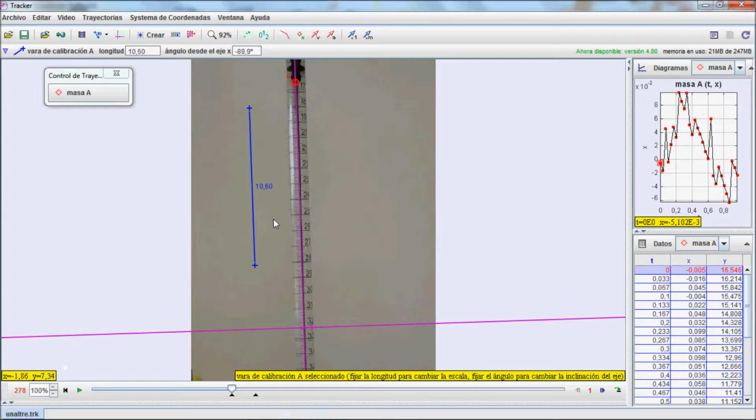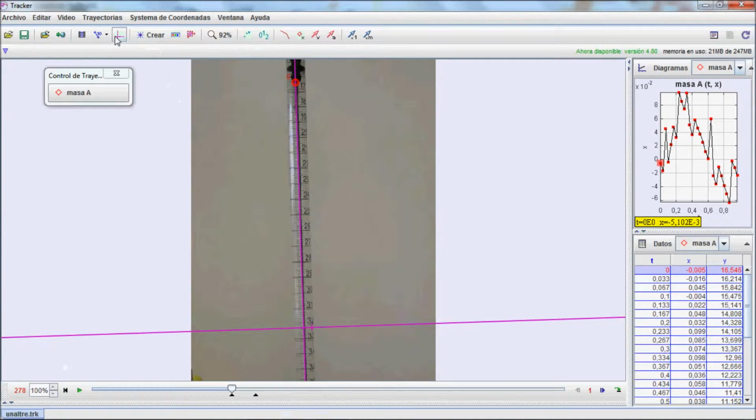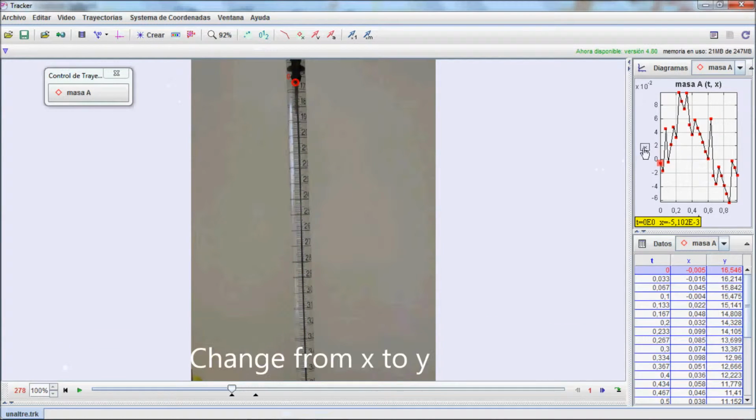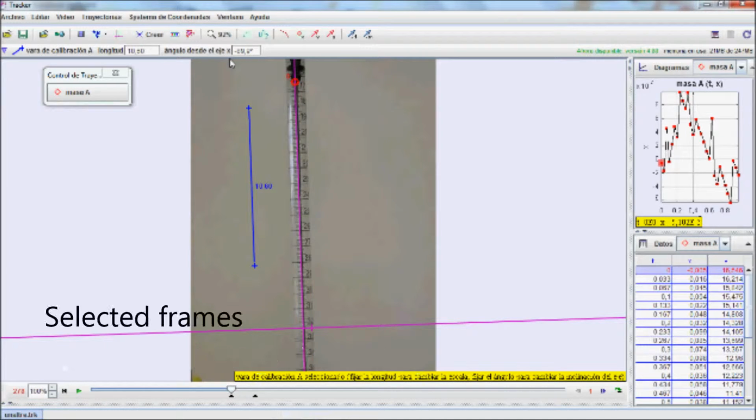We've selected the frames that we are interested to use, and after that we have marked some points using Tracker and exported the data to a spreadsheet. We've changed the graph coordinates from X to Y to check the constancy of the vertical speed.